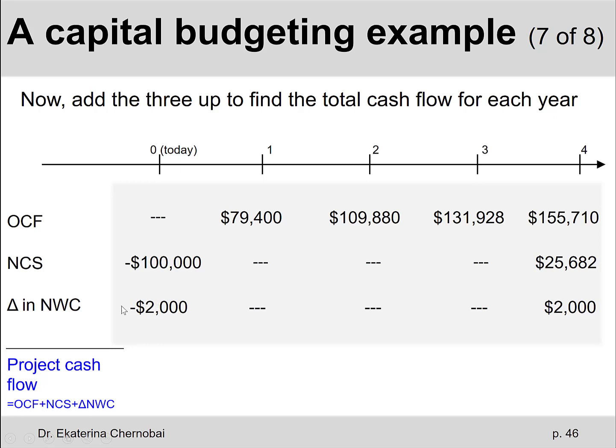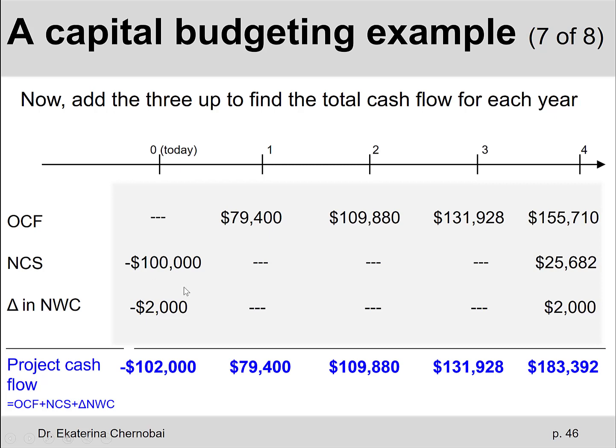Change in net working capital, we only have it for years 0 and 4. In year 0, we set aside $2,000 in cash, just in case, to cover any unforeseen repairs. And in year 4, we recover it. So the $2,000 at the end of the fourth year are a cash inflow for us. So notice that there are 2 amounts of money spent in year 0. So it gives us a total of $102,000.